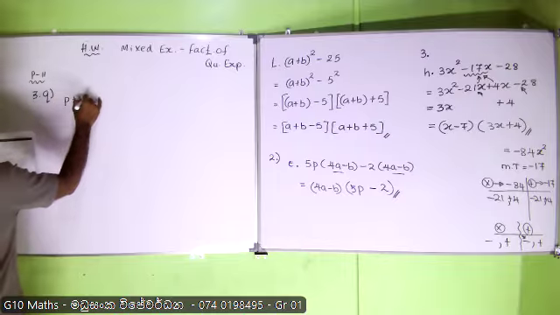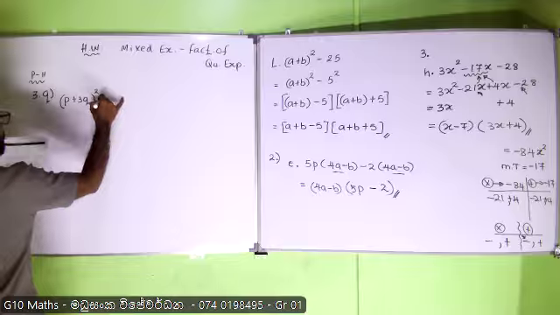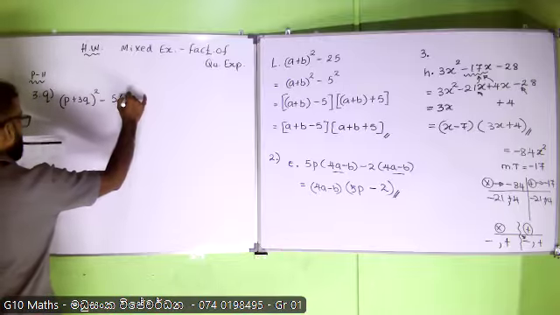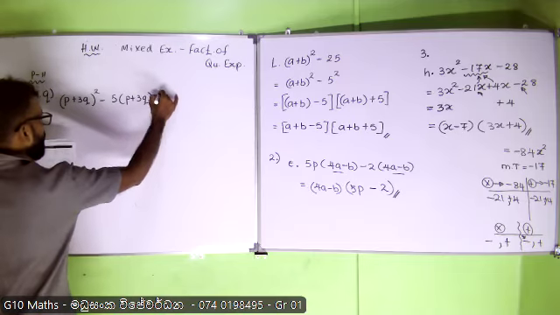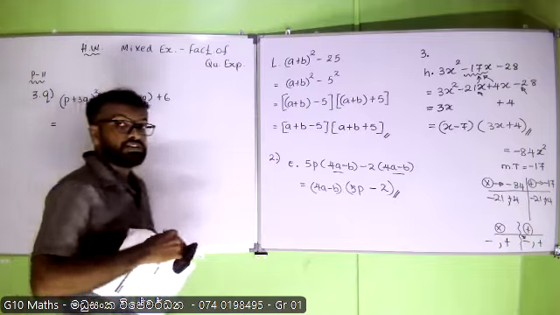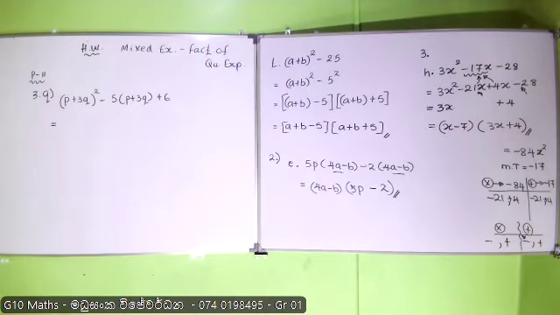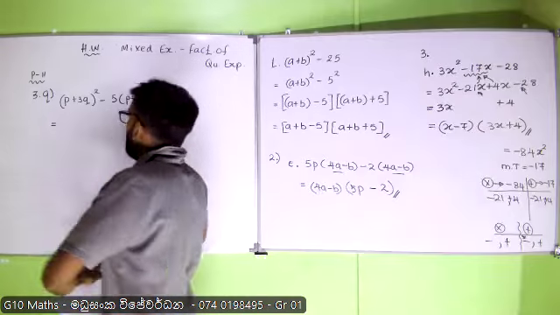p plus 3q whole thing to the power 2, minus 5 times p plus 3q, plus 6. What is this? Have we done this before? No? Okay.